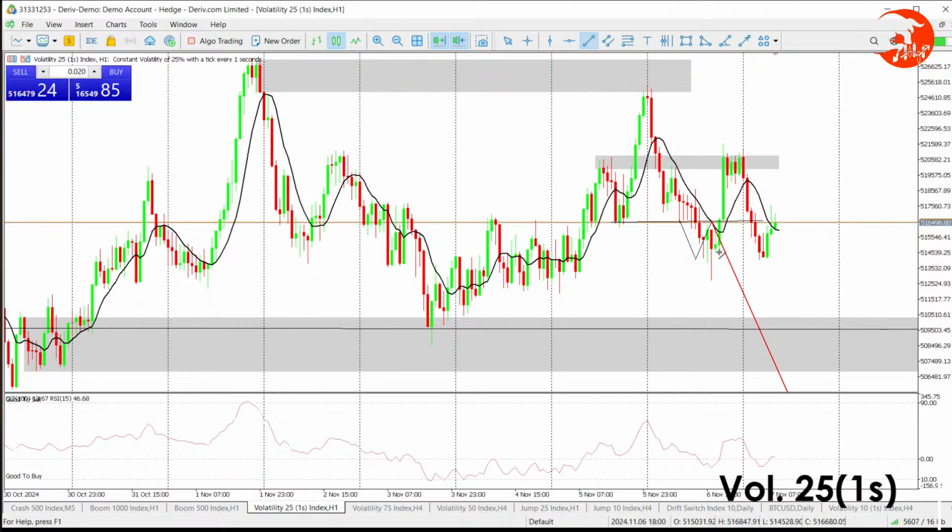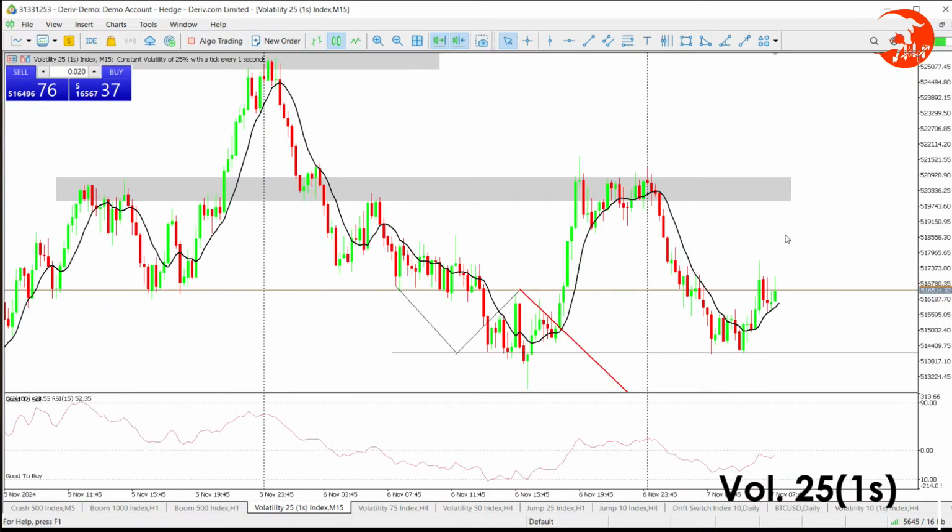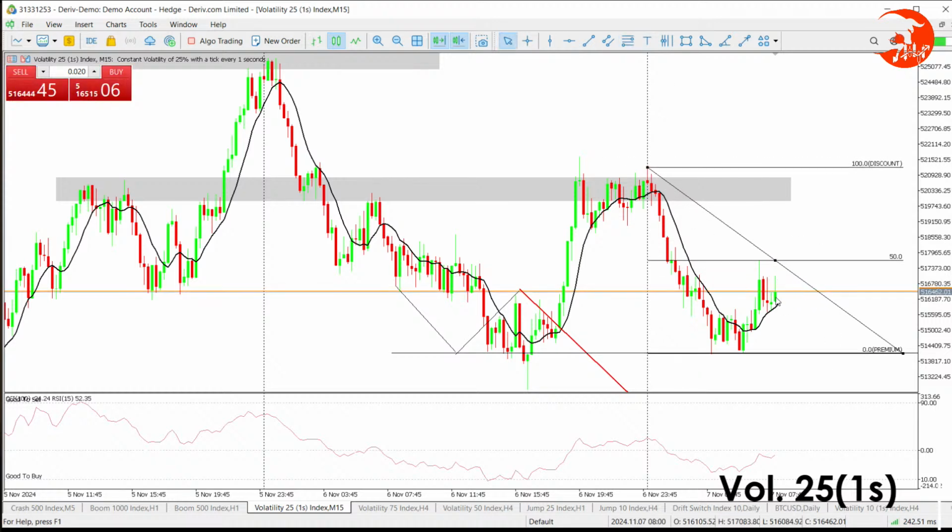Alright, so there's another level to be broken here. So if it breaks that level there, then I can make a sell on H1. Let's head over to M15 and see if there is another level that we can actually take advantage of before we wait for H1. Yes, this is a high that gave us this low, so that means we can look for another level here that we can take advantage of.